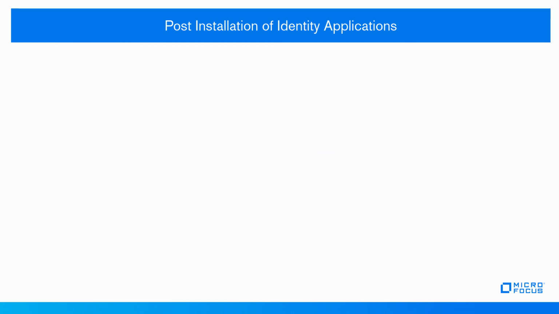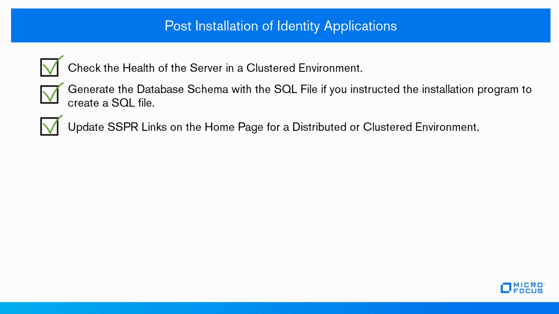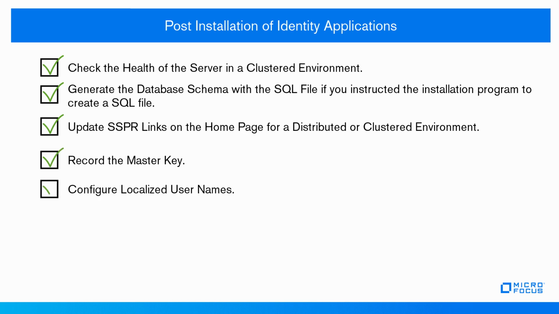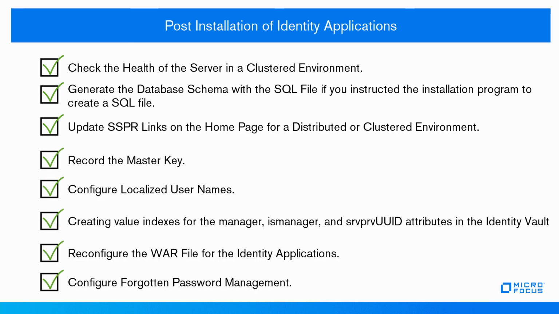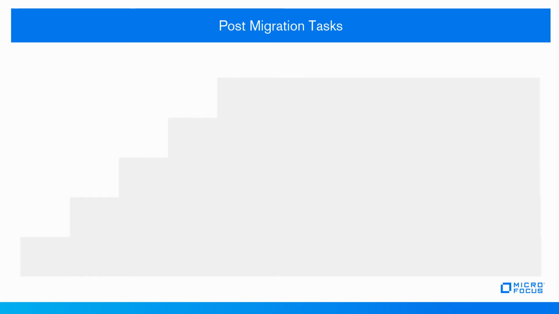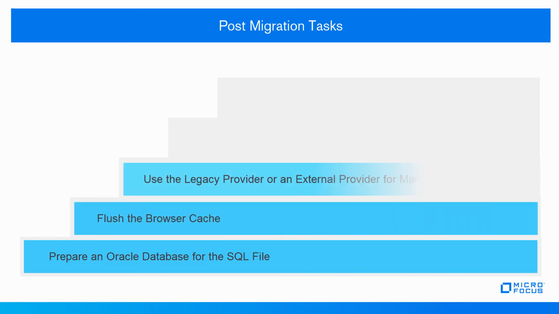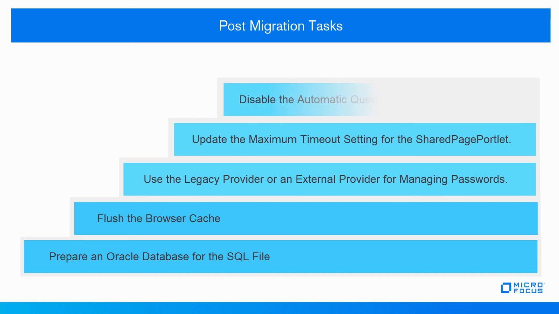There are certain activities that you might want to perform after installing identity application and their framework. For example, checking health of the server, updating the SSPR links, recording the master key, and so on. For detailed information, see the setup guide. After upgrading or migrating the identity applications, complete the migration process by doing the following activities. For example, flush the browser cache. Disable the automatic query setting for groups and more. For detailed information on post-migration tasks, see the setup guide.